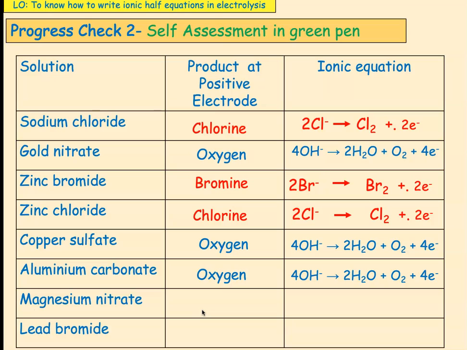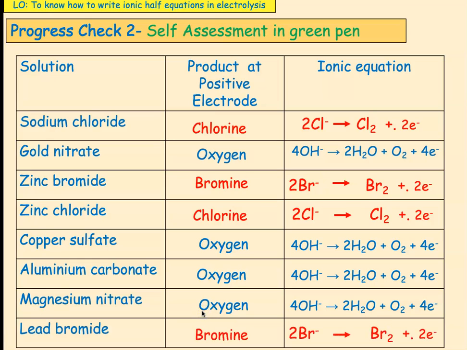Magnesium nitrate, not a group 7 ion, so we're making oxygen, and again 4OH- gives us 2H2O + O2 and 4 electrons. Lead bromide. Bromide is a group 7 ion, so we are forming bromine, and this is the half equation that we write to represent that.